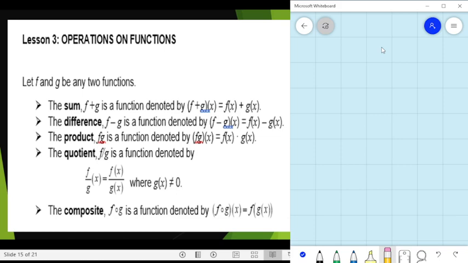Then the quotient function F over G, denoted by F over G of X, is equal to F of X over G of X, where G of X is not equal to 0. And lastly, we have the composite F circle G is a function denoted by F circle G of X, which is the same as F of G of X.